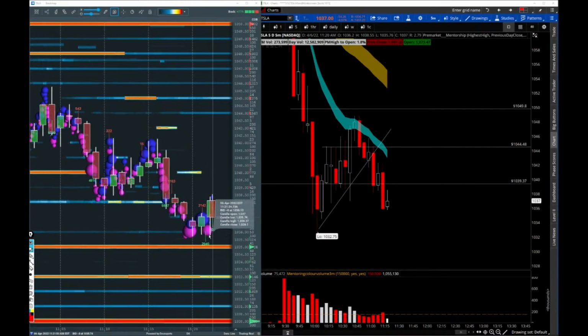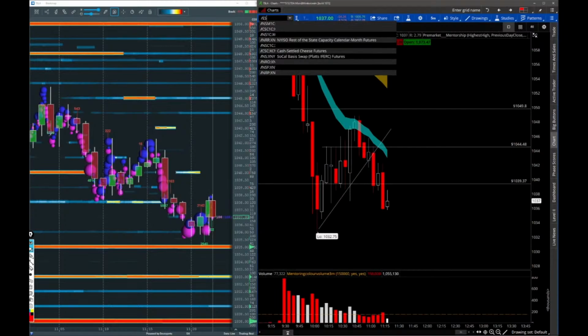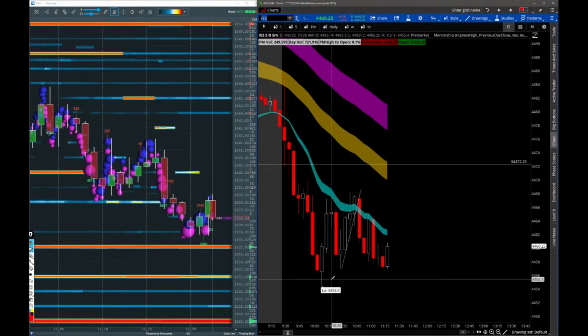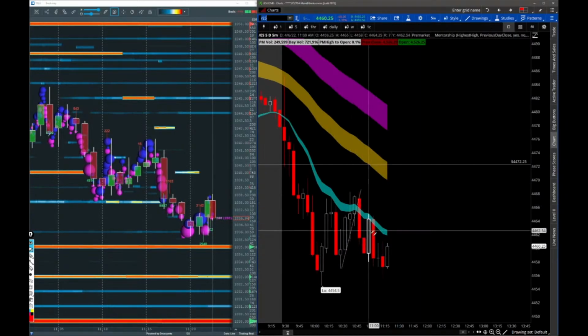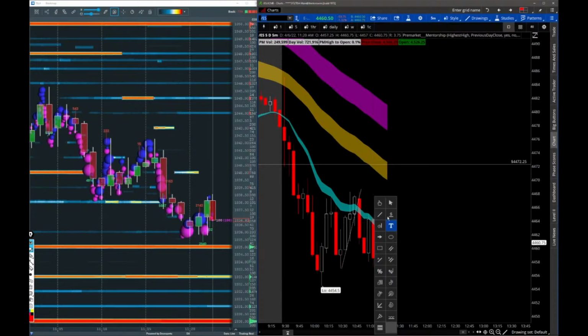Bounce from that support. We have a double bottom on ES. So let's check ES over here. Yeah, nice double bottom. We're still in a downtrend. We're still making lower highs and lower lows. No reason to panic and get out of everything.